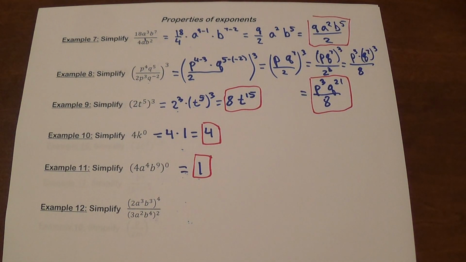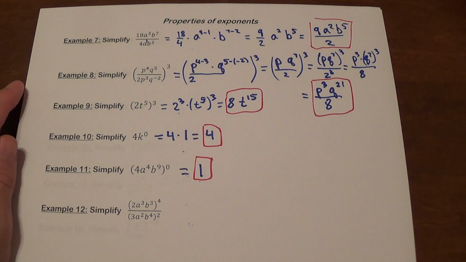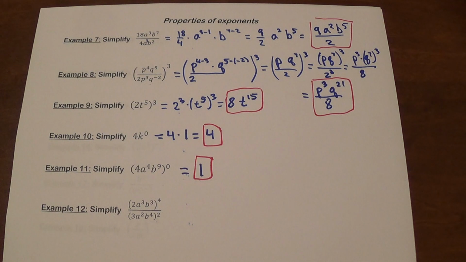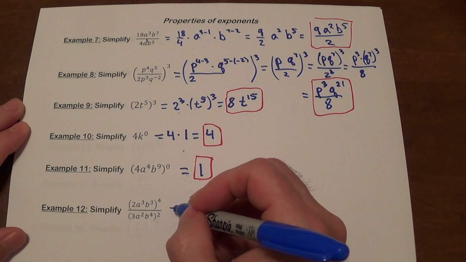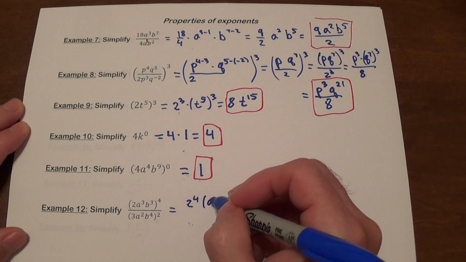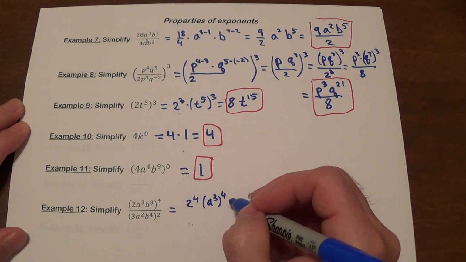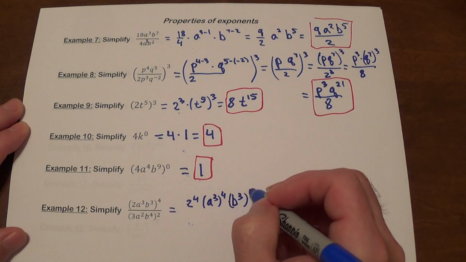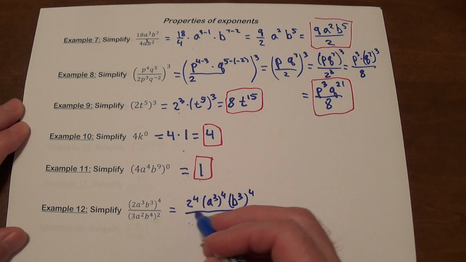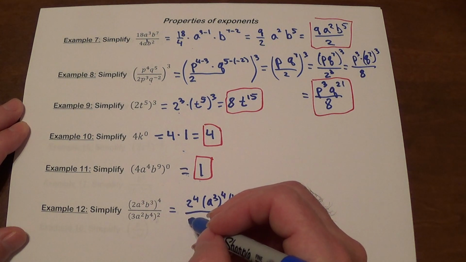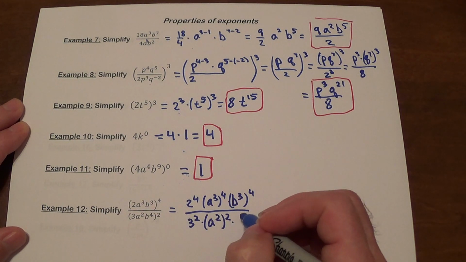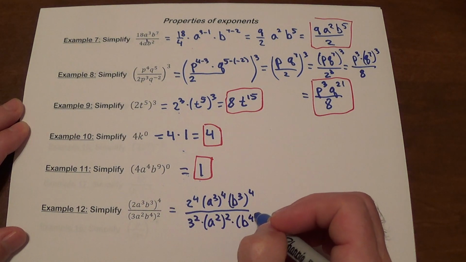Alright, with example 12, here's what you need to understand. If you have a product of more than two things in parentheses and there's an exponent outside, then the exponent goes with every single thing that we have inside. So this is how you rewrite the numerator. It's going to be 2 to the 4th, a cubed to the 4th, b cubed to the 4th, divided by, and then you do the same thing on the bottom. That exponent 2 has to go with everything in parentheses. So 3 squared times a squared squared times b to the 4th squared.